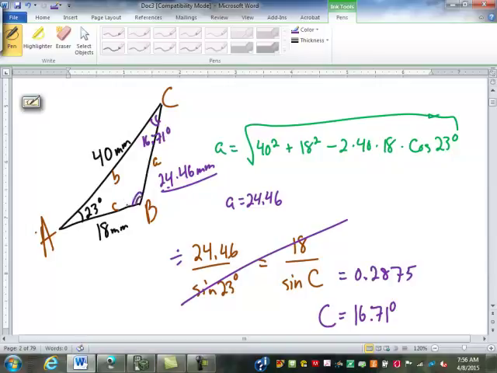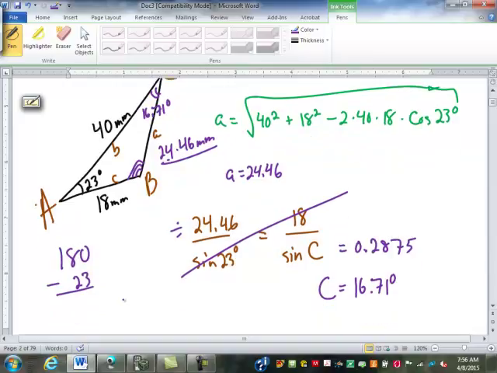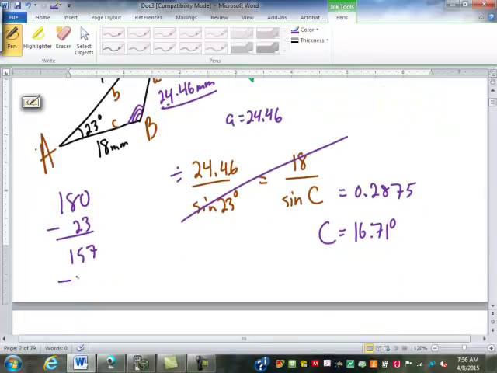Angle B now is found just by subtracting from the 180 degree total for the triangle. So 180 minus 23 is 157, minus 16.71 is 140.29 degrees.